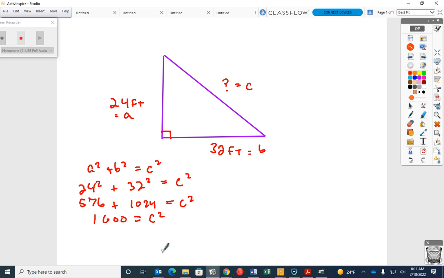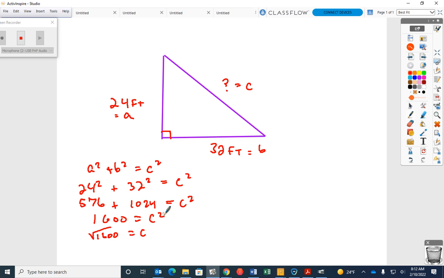Well, think about this. If I told you 16 equals some number times itself, tell me what it is. 4. Now, let's try it again. Some number times itself equals 9. What is it? 3. Some number times itself equals 25. 5. Okay, how did you find that? What did you do? You found the square root. So we're going to find the square root of 1,600, and that's going to allow us to remove this 2 from the C.